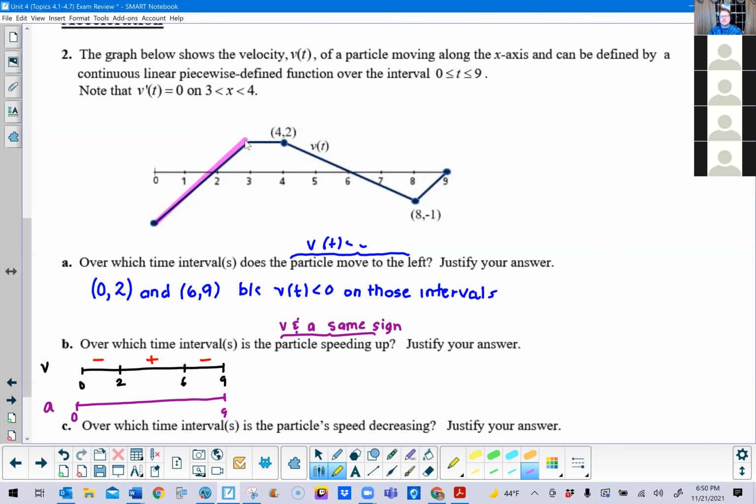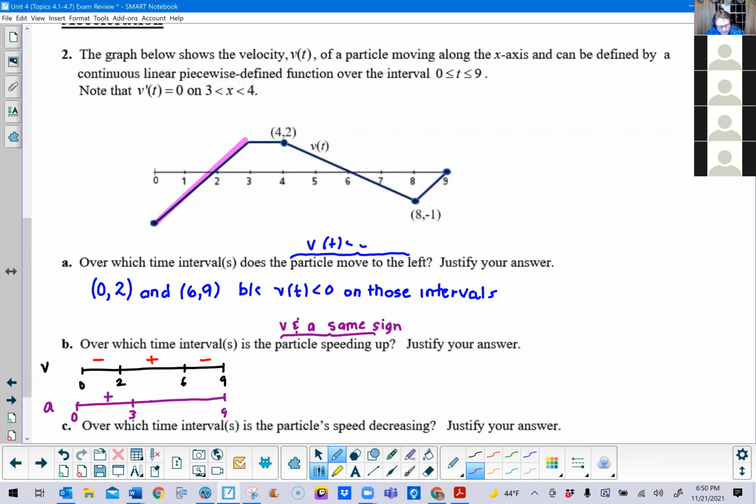I have a positive derivative. Acceleration is positive all the way between 0 and 3. Now 3 would be right about here, right? A little bit after the 2. And I'm going to get a positive all along there.